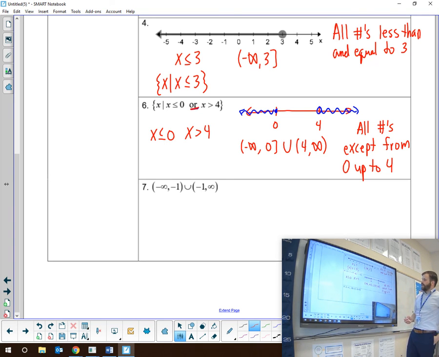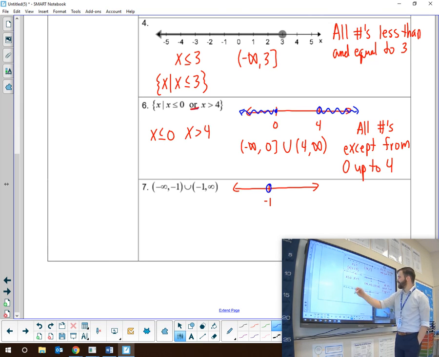All right. Last one, we also have that union symbol. It's negative infinity to negative 1, union, negative 1 to positive infinity. You'll notice that neither one of those has a bracket, so it's not equal to that. If I put this on a number line, it's going to look something like this. I'm going to have that point at negative 1. I know it's not going to be equal to negative 1 because of the parentheses, but it's everything less than negative 1 and everything greater than negative 1. So in other words, negative 1 is the only one that doesn't count.